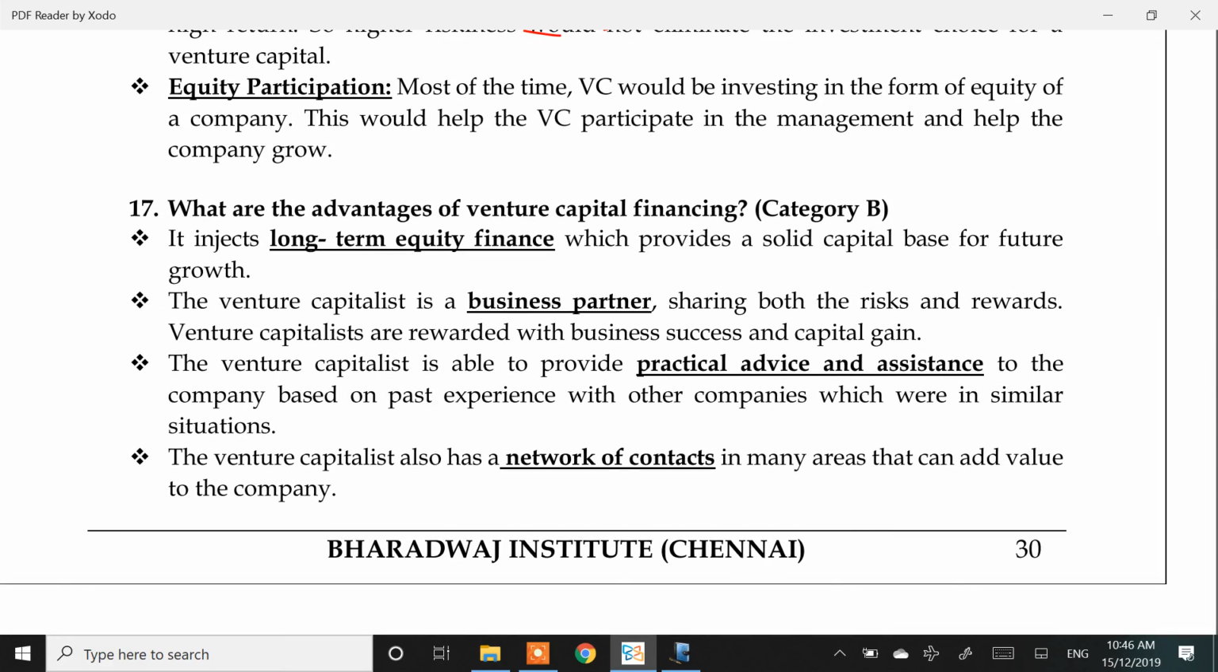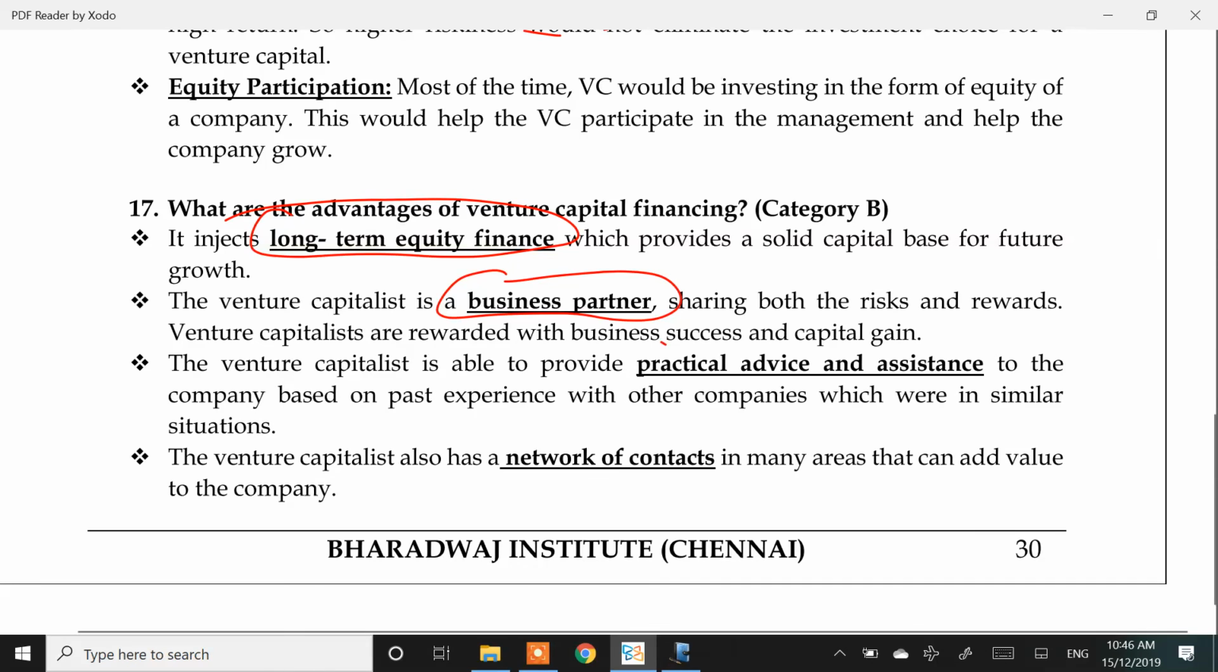Next, what are the advantages of venture capital financing? So we have seen what the characteristics are. The advantage of venture capital financing is you get long-term equity finance. They are more like a strategic partner. These guys are like a business partner, and they will share both the risk and rewards.